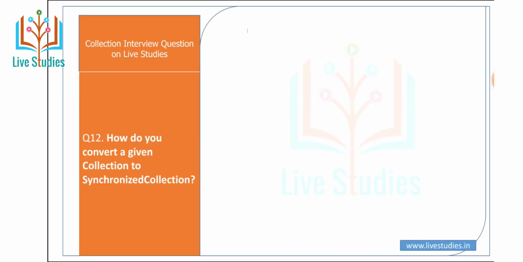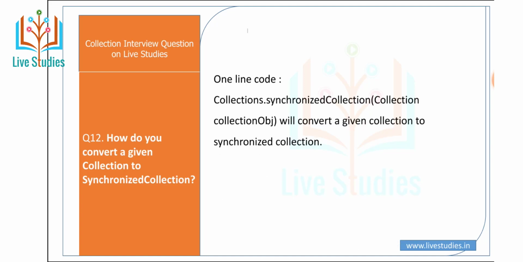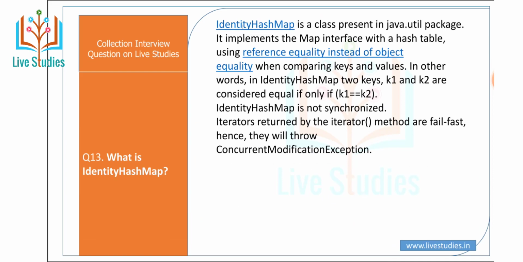Another question is how do you convert a given collection to a synchronized collection? Simple, just one line of code. This is just Collections.synchronizedCollection, and passing the collection object will convert the given collection to a synchronized collection. Just one line of code. Okay. Move to the next question.